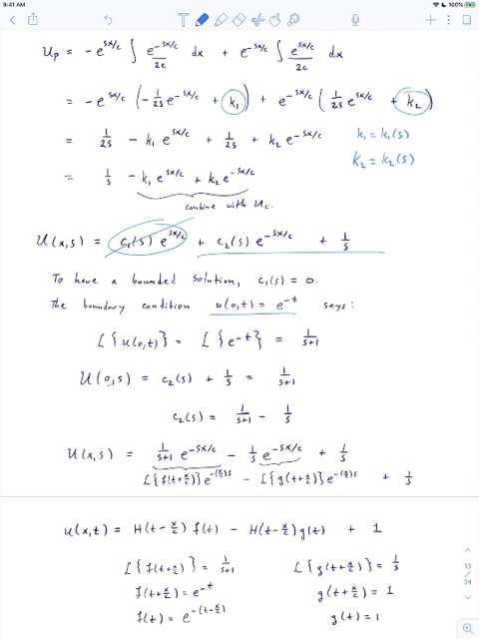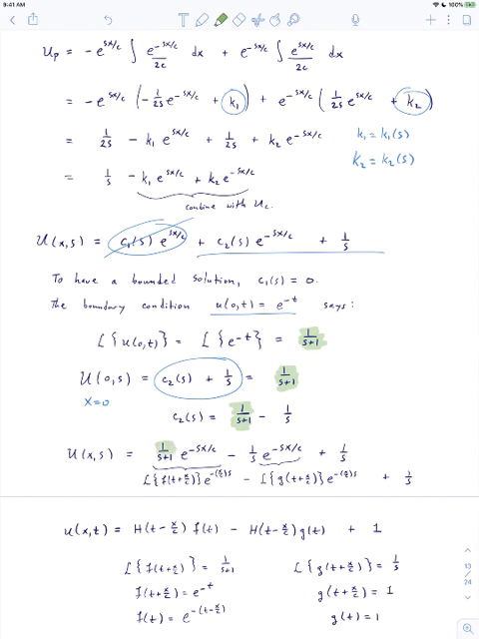In this case, we're looking at x equals 0. So this term right here is just going to be e to the 0, which is 1. So you're just going to have c2 at s plus 1 over s. But this is capital U at 0 comma s, and this needs to equal 1 over s plus 1. It needs to equal this term right here. So c2 at s is equal to 1 over s plus 1 minus 1 over s. So that tells us that capital U at x comma s is given by this formula right here.